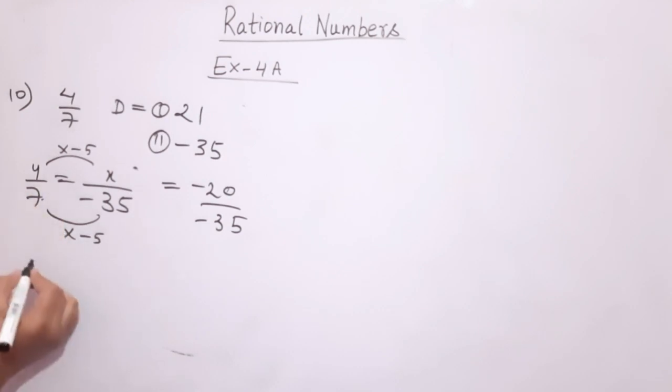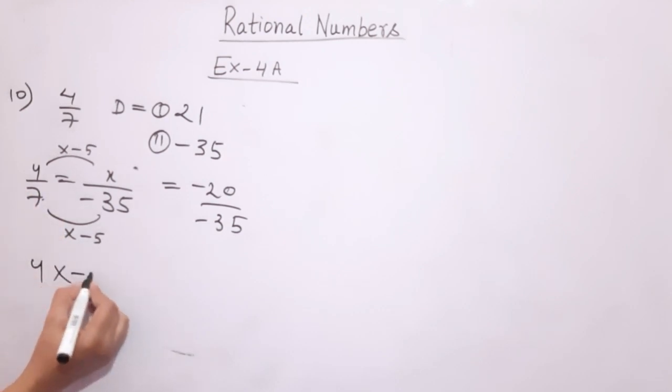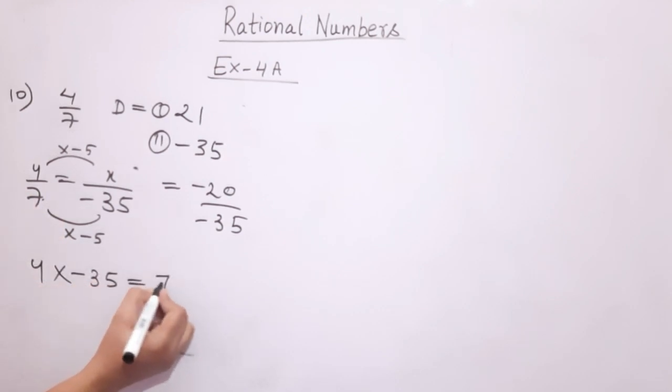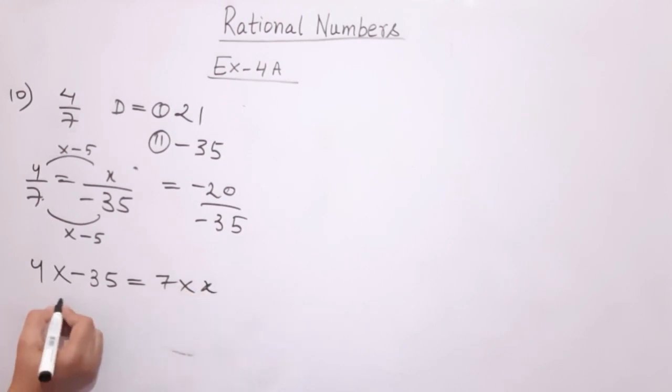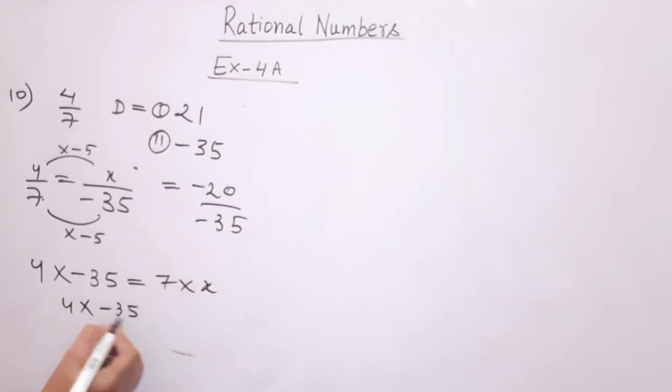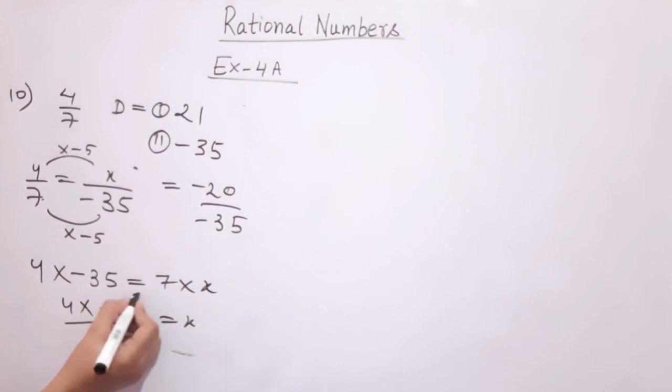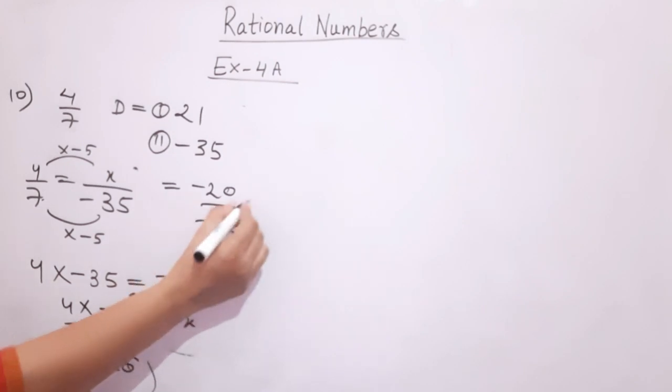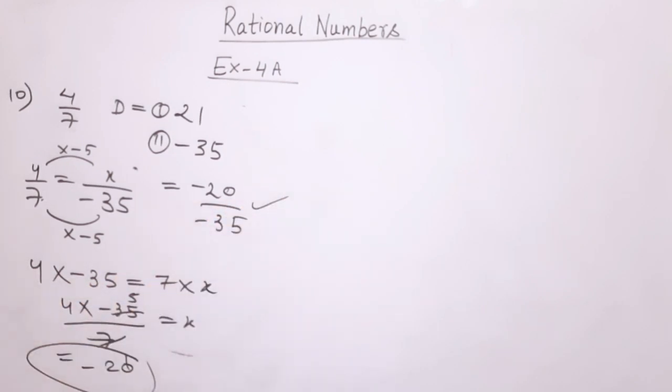But I am doing it by the cross multiplication method also. 4 × -35 is equals to 7 multiplied by x, then 4 multiplied by -35/7 is equals to x. 7 1s are 7 5s are. 4 × -5 is equals to -20. So the value of x is -20. Right students? So I have explained you both the methods.